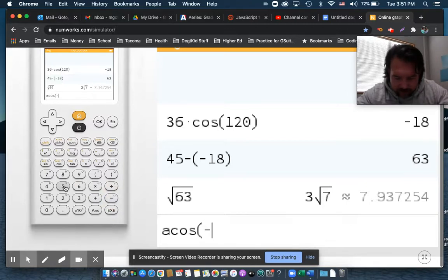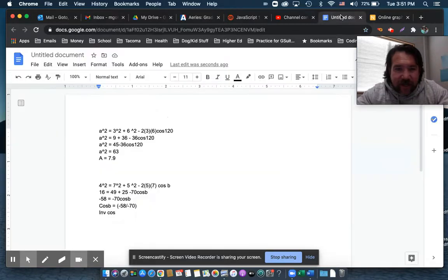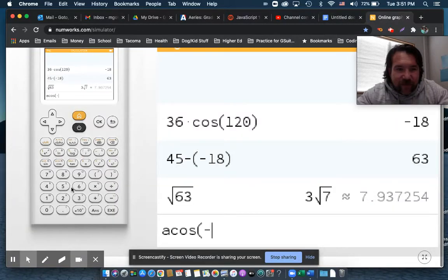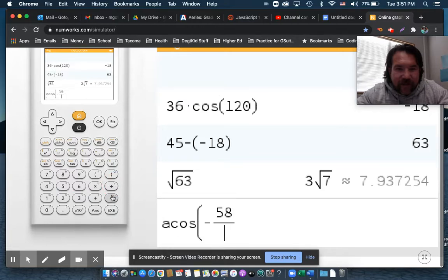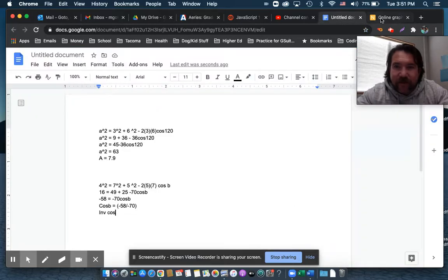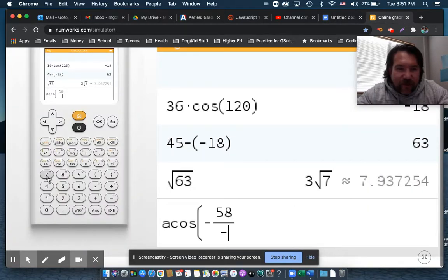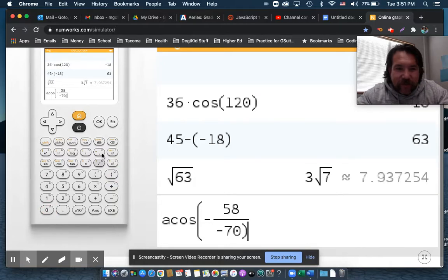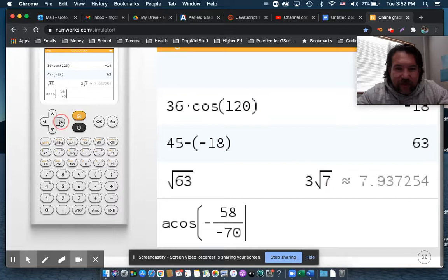Negative 58, or what was it again? Negative 58 divided by negative 70, which we know will eventually turn this positive. Go ahead and close my parenthesis. Whoops. Backwards this way, over, close.